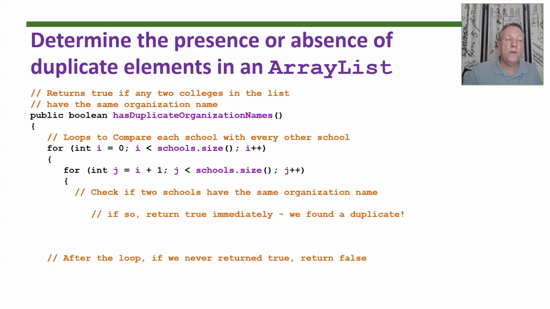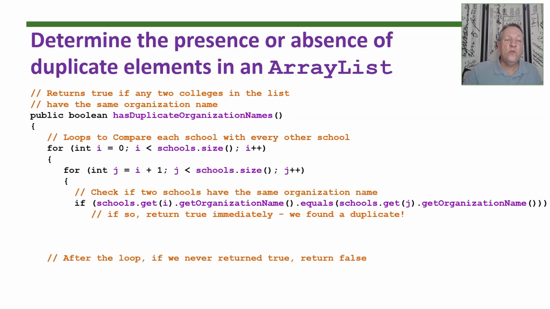The j loop is going to look at every school after my school that I use with the .get(i) method, because that way I will check and compare all pairs of schools within my schools most efficiently. So if two schools have the same organization name, if schools, which is an array list, .get(i), which gives me a college, .getOrganizationName gives me the name of the college or university, .equals, that's how I compare strings.